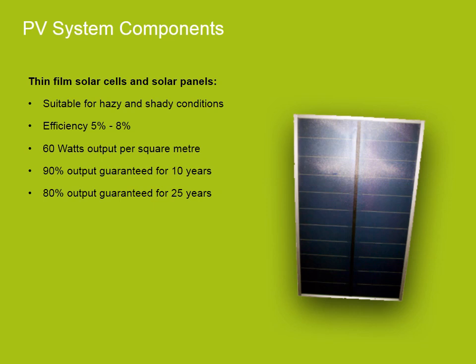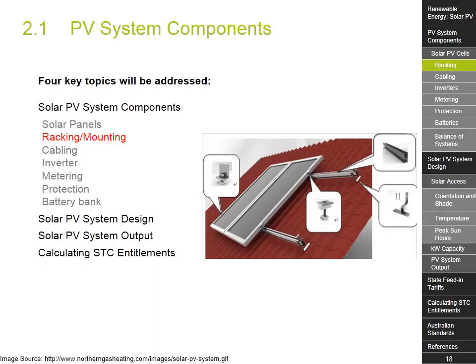The biggest drawback of the thin film is that they require about twice the roof space to achieve the same power output as a similar crystalline panel. In addition to the solar cells themselves, there are a number of other components used in the installation and running of a solar PV system.